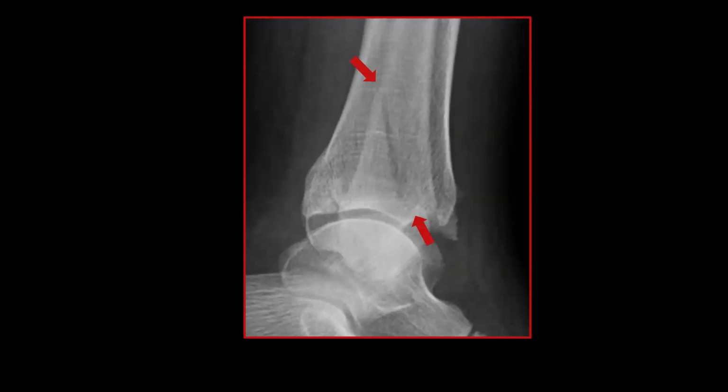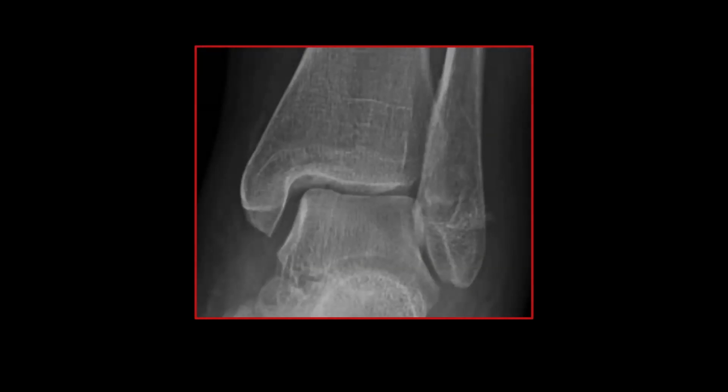What else does she have? Look really carefully. Now trace out her tibia. And in the posterior aspect of her tibia, she has a lucency. This is a posterior malleolus fracture. If you see a lateral malleolus fracture and a posterior malleolus fracture, that is a very unstable ankle, and it's very easy to miss this subtle finding.